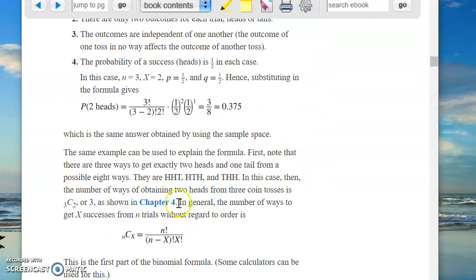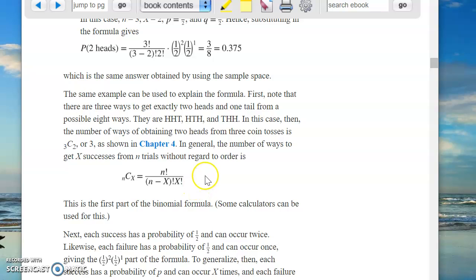Okay. So as you hopefully will recall, when we were talking about combinations, we had n choose r. Now we're saying n choose x. The formula is exactly the same. There's nothing sacred about using r. There's nothing sacred about using x.